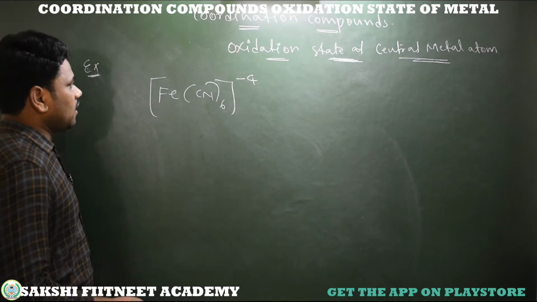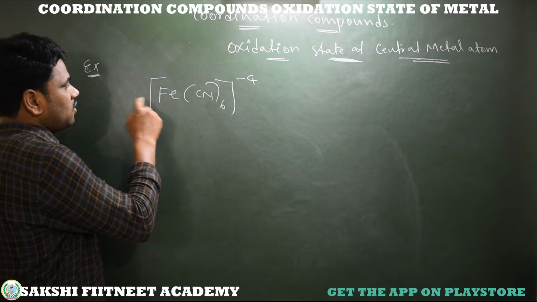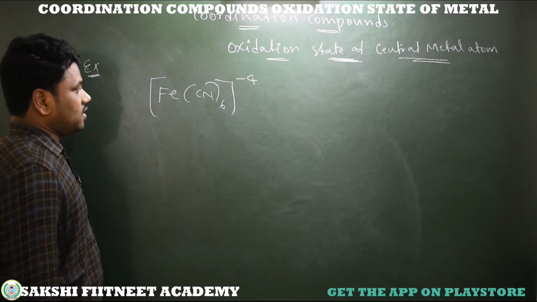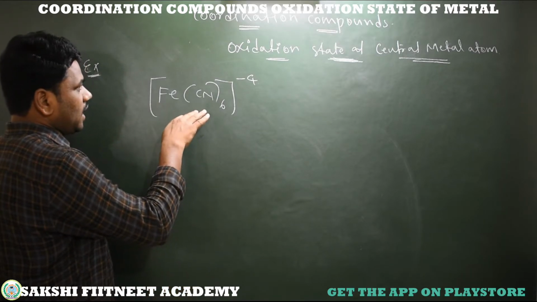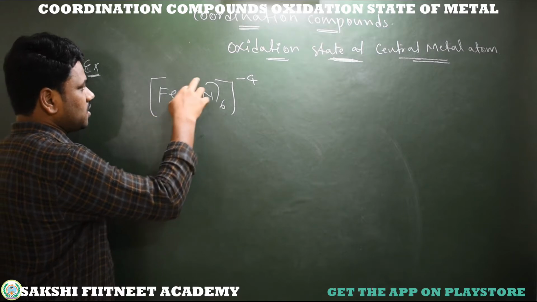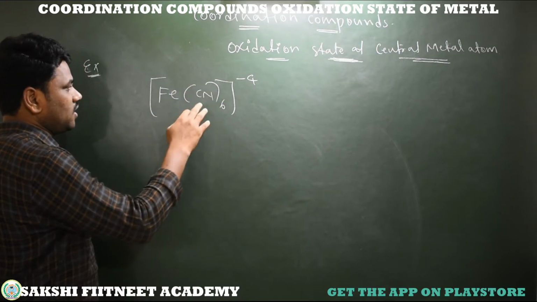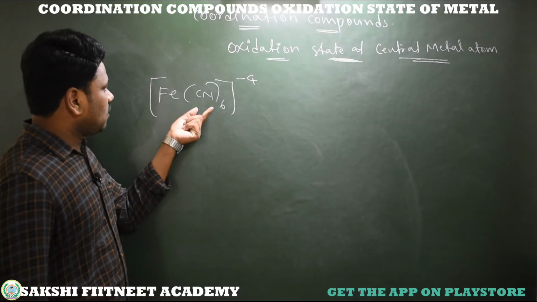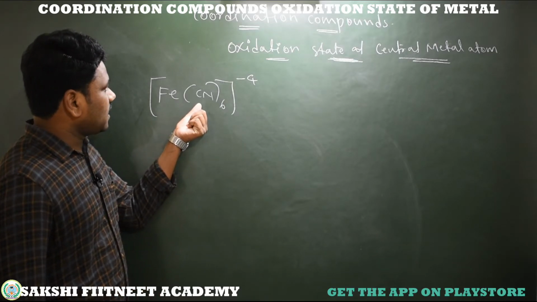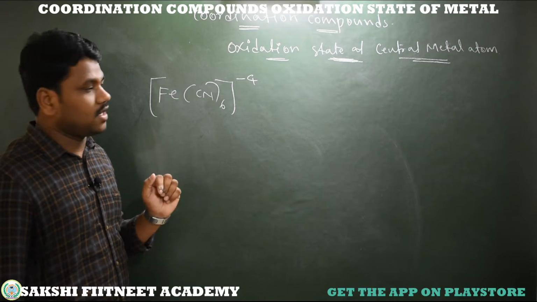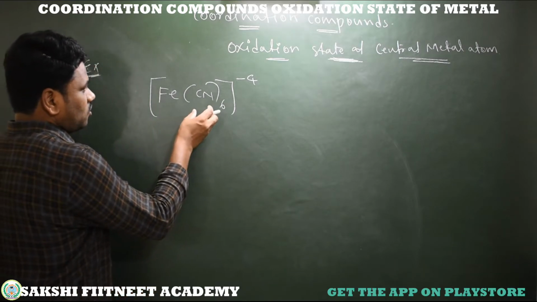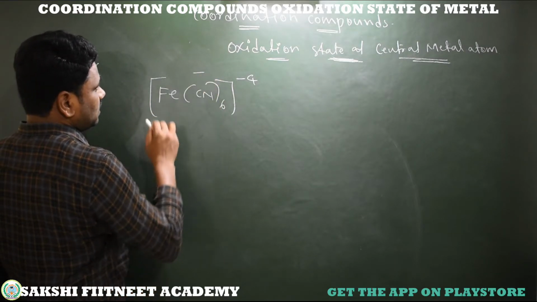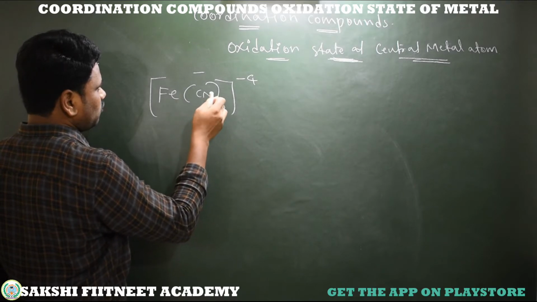So now we will calculate the oxidation state of this ferrous. Before calculating the oxidation state of ferrous, we must know the oxidation state of the ligand. Now coming to the oxidation state of the ligand, each cyanide gives -1 oxidation state. So total 6 ligands are there.